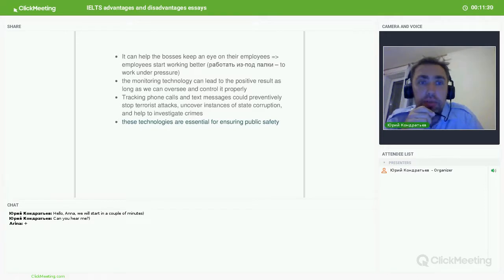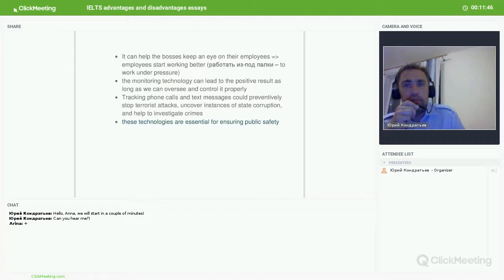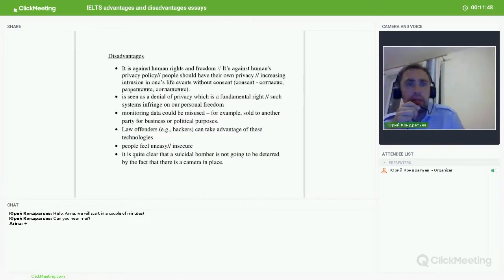Tracking phone calls and text messages could preventively stop terrorist attacks, uncover instances of state corruption, and help to investigate crimes. And finally, the final advantage, these technologies are essential for ensuring public safety. Okay, there we go. And as for disadvantages, there are not as many, well, at least to my mind.